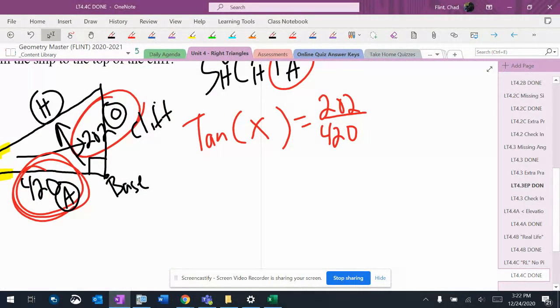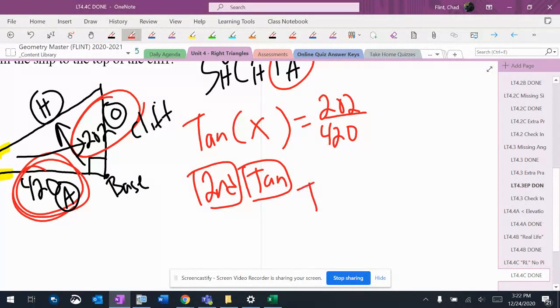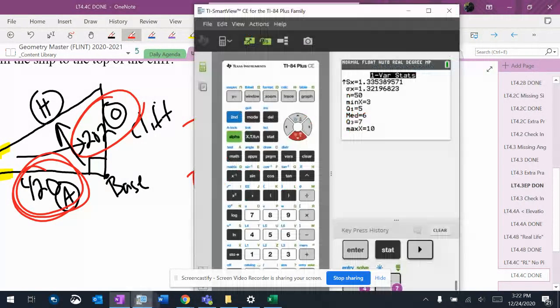This is the best case scenario in terms of length because when I'm finding an angle, I just make sure that I hit second, and then I hit tangent. And that's going to spit out in the calculator tangent inverse. And I put my fraction in there. I'm going to type that into the calculator.